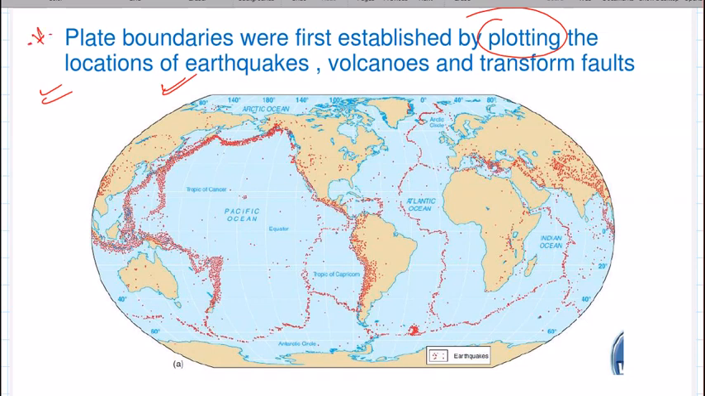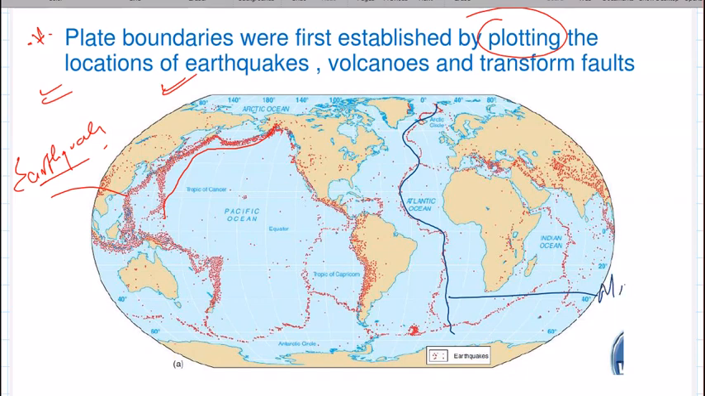And you can see that these red dots represent the earthquakes. Most of the earthquakes are happening in the boundary regions. You can see this is the ring of fire, where a convergent boundary is there. And this is the mid-Atlantic ridge. Okay, in the mid-Atlantic ridge, or mid-oceanic ridge, there are no major earthquakes.